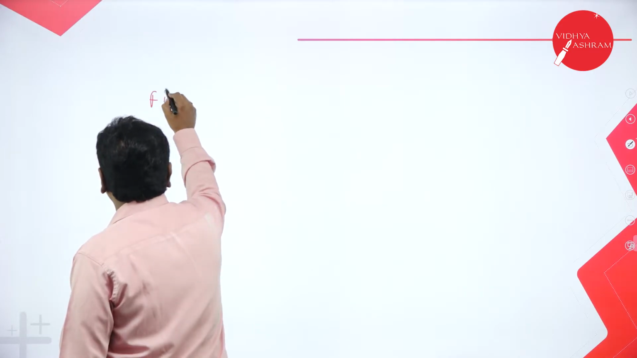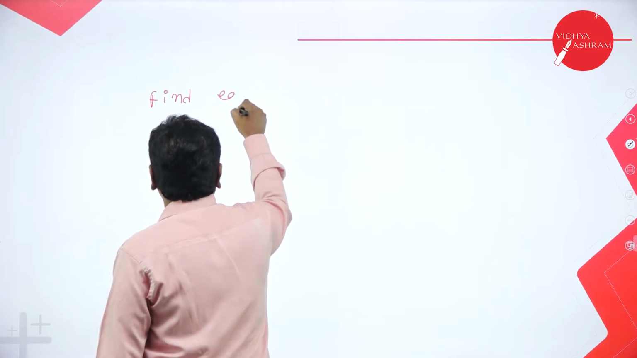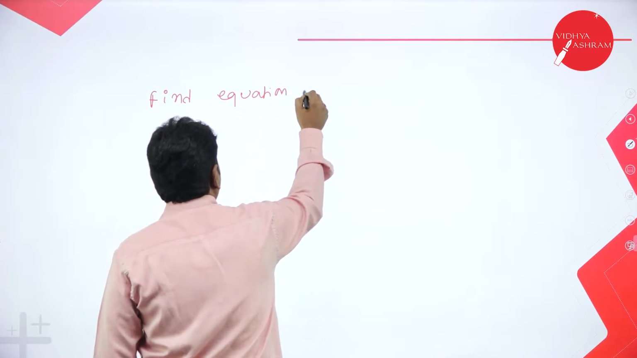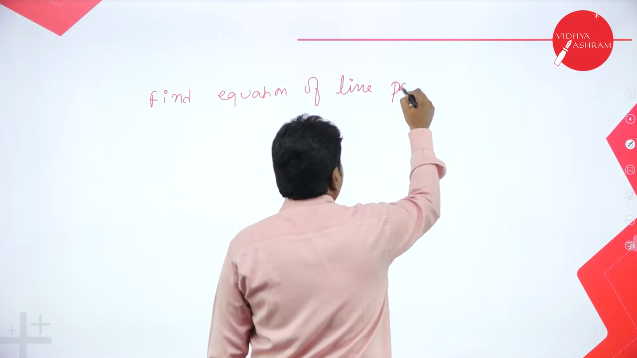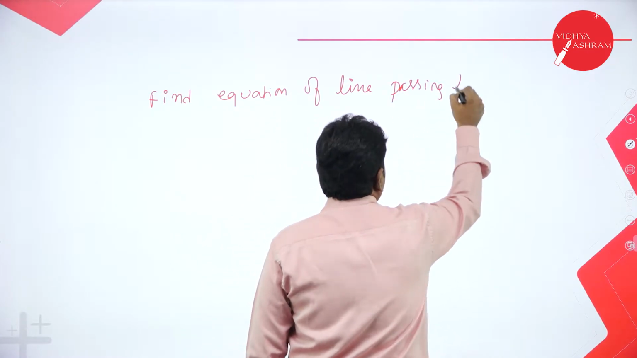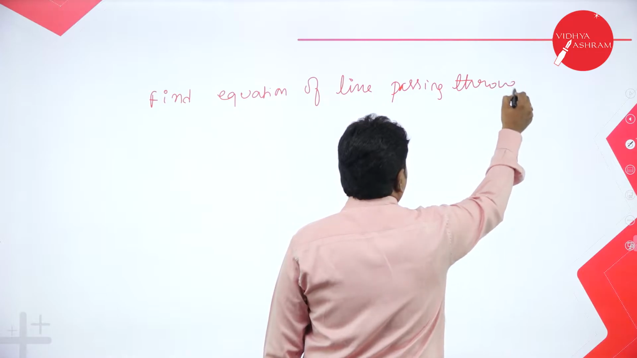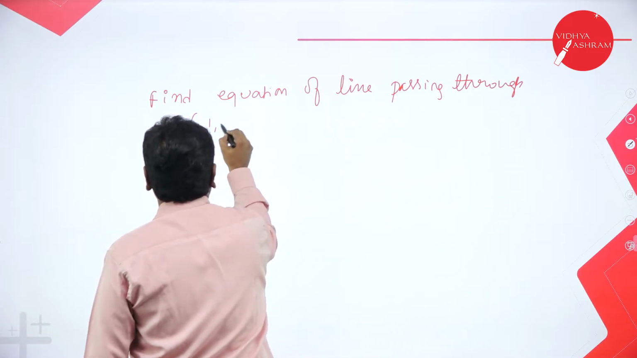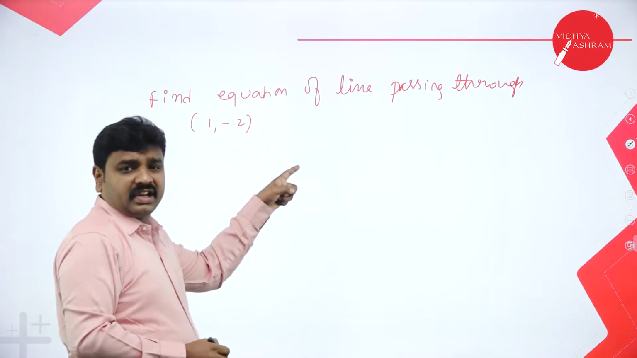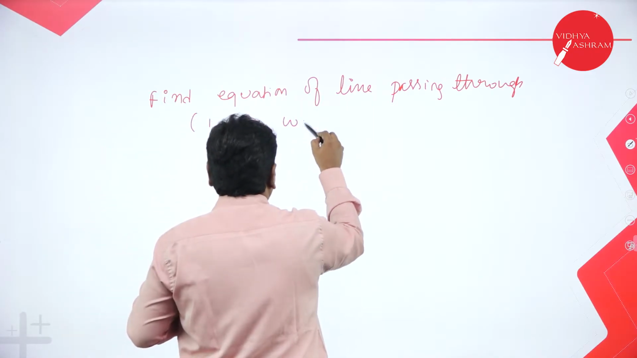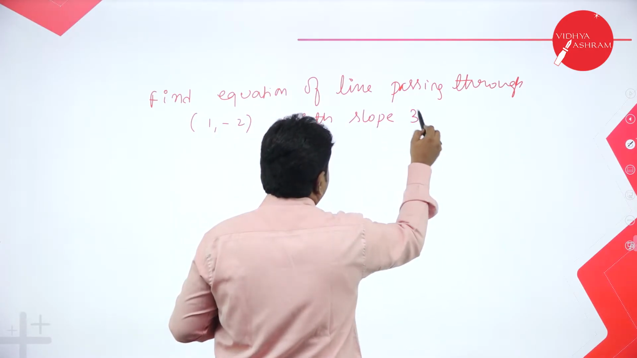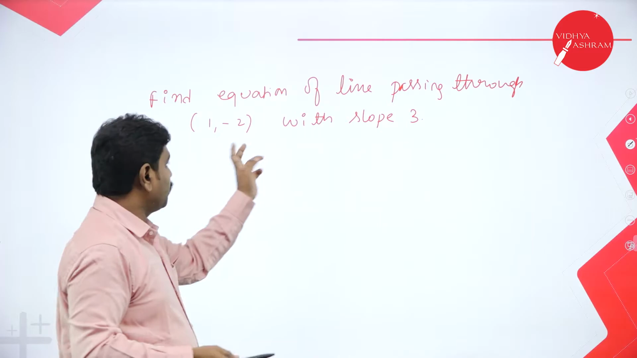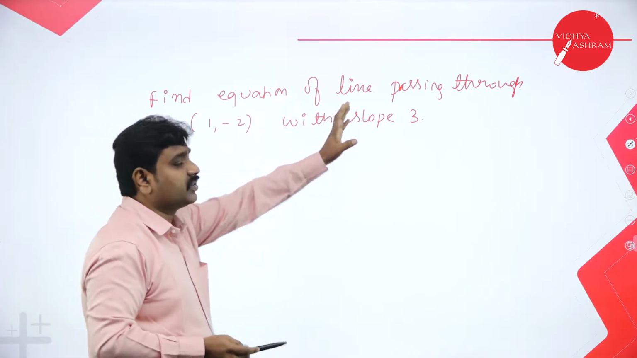The sample problem we'll take. Suppose they ask you to find the equation of line. They want you to find what? Equation of line. Now we need to find the equation of line passing through one of the points they'll give. Find the equation of line passing through, say, (1, minus 2), with slope 3 units. This is the slope. Slope is 3 units. Point is this. They want you to find the equation of line.